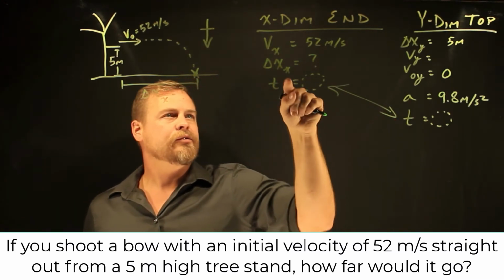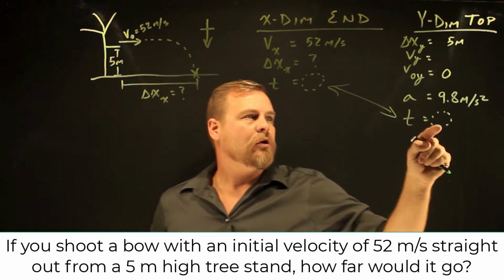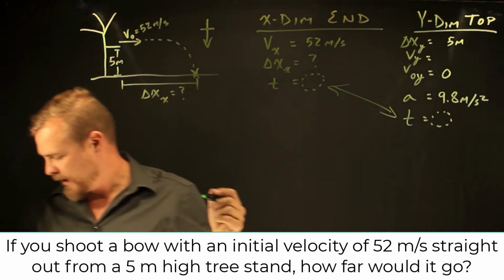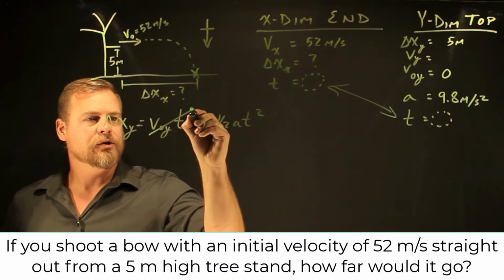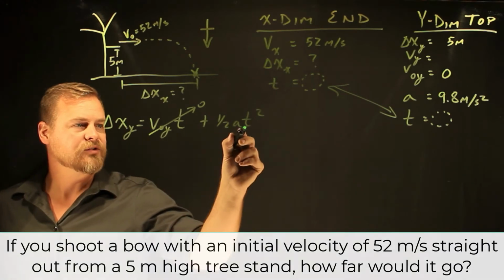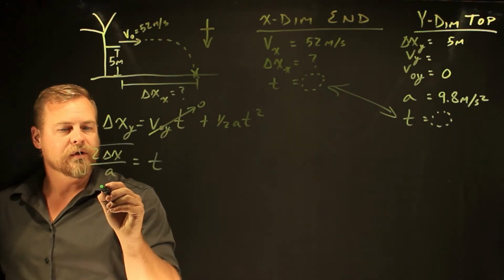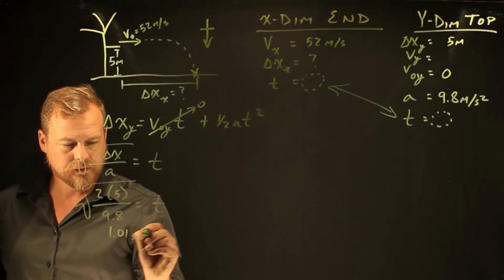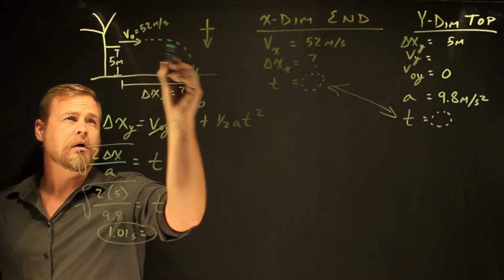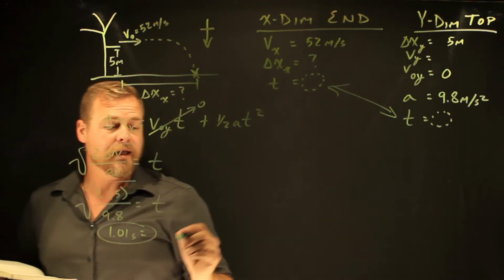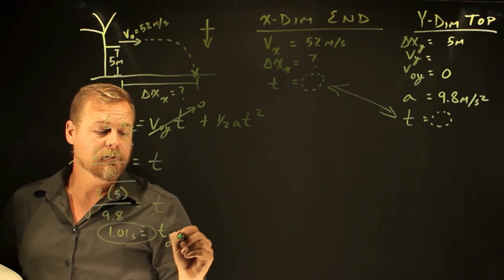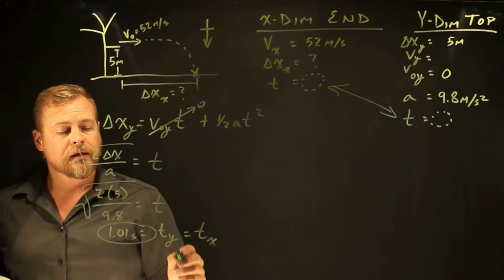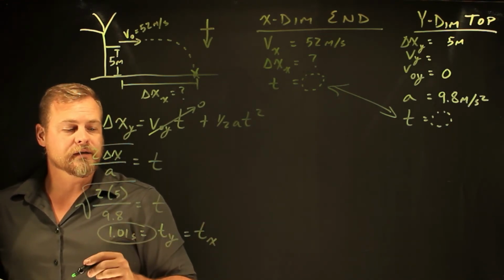So in order to get to where I need my answer, I want to solve for t. So I look at my kinematic equations, and I see the one where this initial velocity term goes away, and I want to solve for time, and then I'm going to plug in my numbers, and that should be 1.01 seconds. So that's how long that arrow is going to be in the air. And the t in the y is equal to the t in the x, and that's an important concept to understand, that this time variable is our connector.